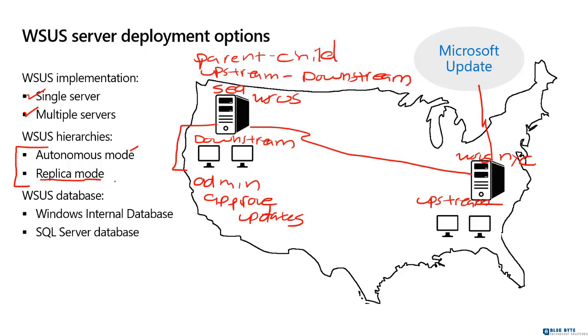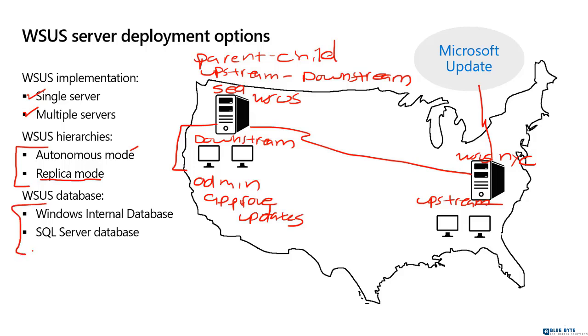Now, when you configure WSUS, it will directly ask you if you want to be a replica or if you want to run in this autonomous mode, which in the interface they will call a non-replica. So either you're a replica or you're not.